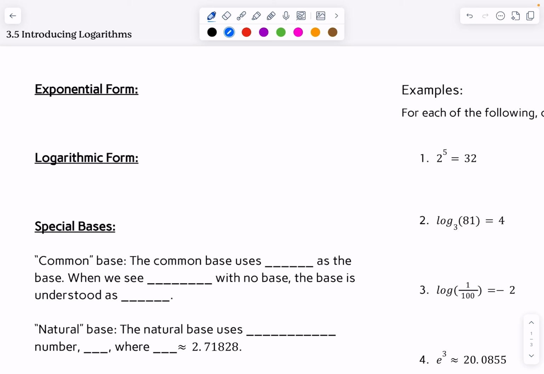Let's review our exponential form here. So in exponential form, we have some base b to the x power, and that's going to equal some output a. So b is our base. X here is our exponent, and a is the output.